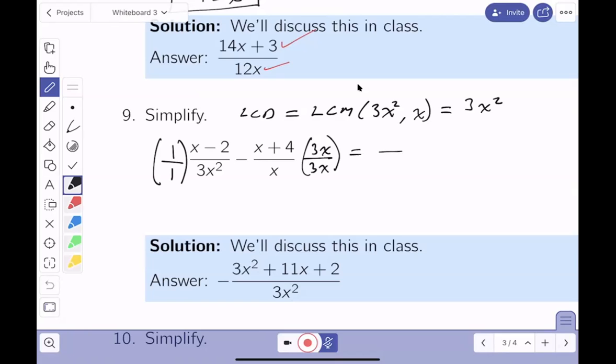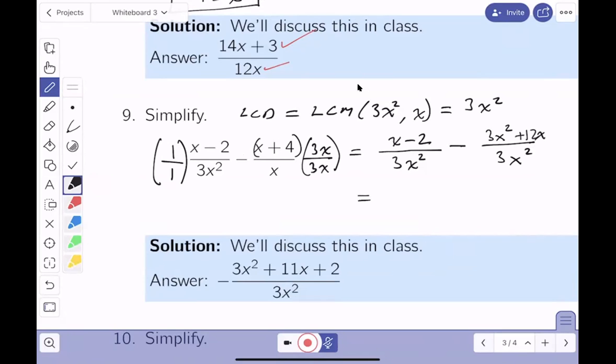What do you get over here? Both denominators now are 3x squared. What do you get for the numerator? x minus 2. And what do you get for the other guy? I want to point out what we're doing. We're taking 3x and distributing across the two terms, right? You get 3x squared, right? Because 3x times x is 3x squared, plus 12x.